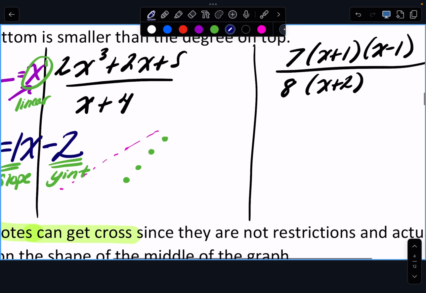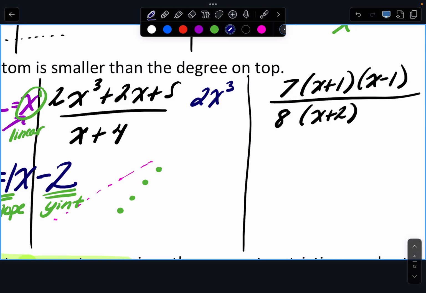All right, look at this one right here. So we would have 2x cubed divided by x. What does that simplify to be?